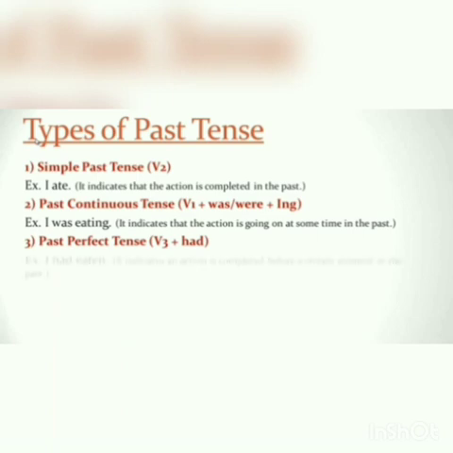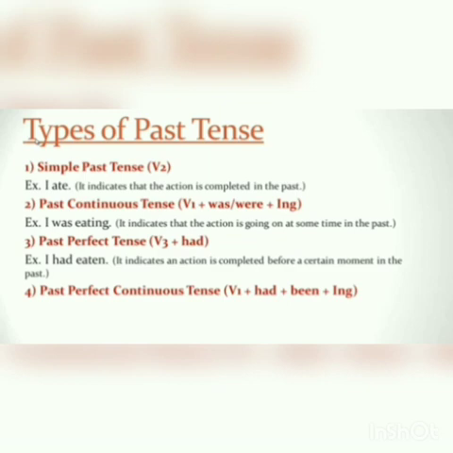Third one, past perfect tense. V3 plus had. I had eaten. It indicates an action is completed before a certain moment in the past. Okay, it indicates a completed action at a particular moment in the past.